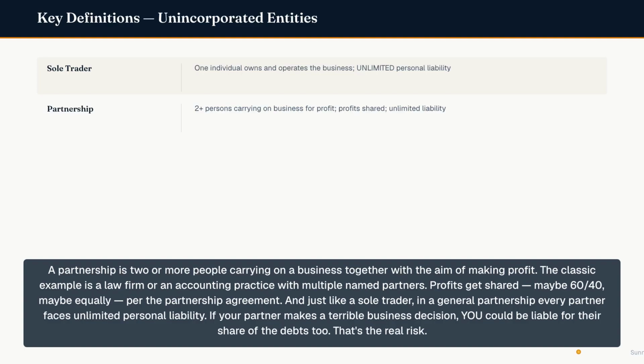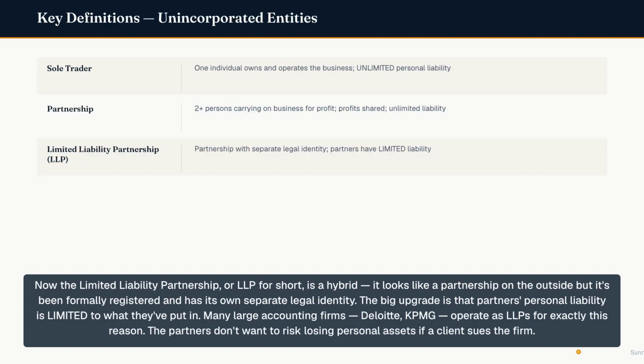That's the real risk. Now the limited liability partnership, or LLP for short, is a hybrid. It looks like a partnership on the outside, but it's been formally registered and has its own separate legal identity. The big upgrade is that partners' personal liability is limited to what they've put in. Many large accounting firms, Deloitte, KPMG, operate as LLPs for exactly this reason. The partners don't want to risk losing personal assets if a client sues the firm.